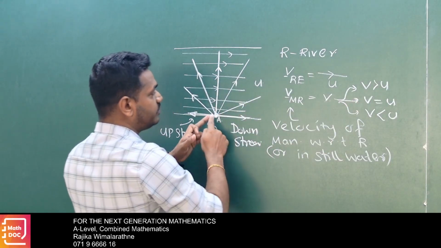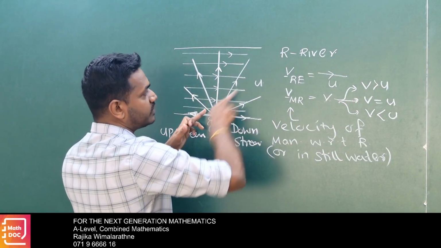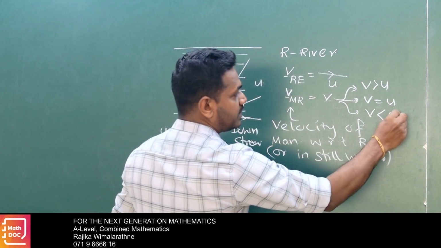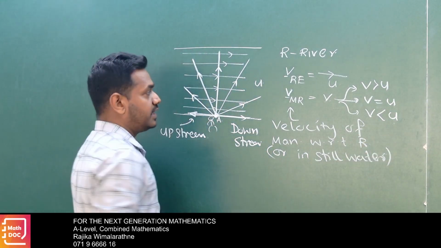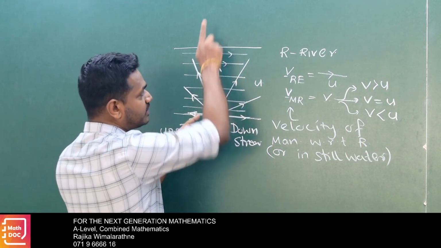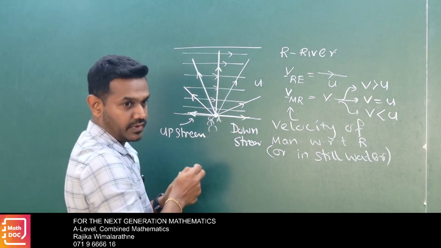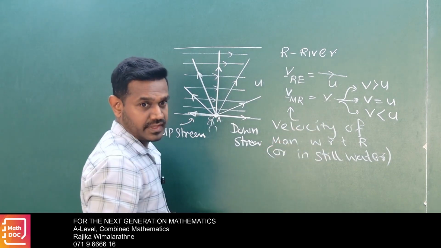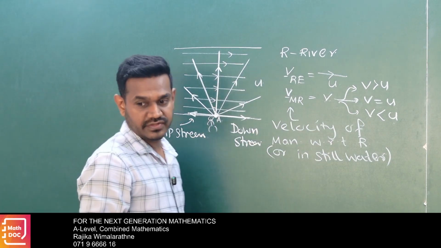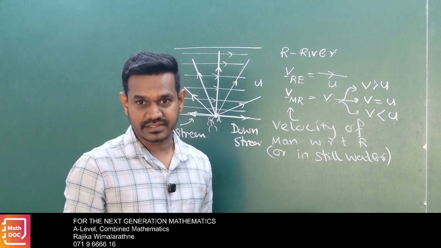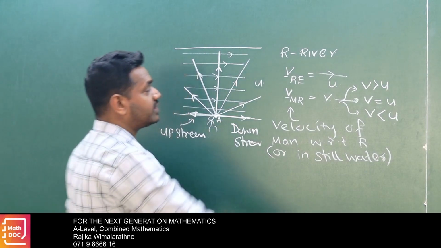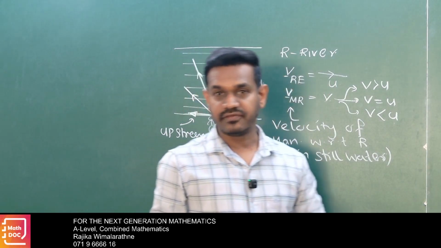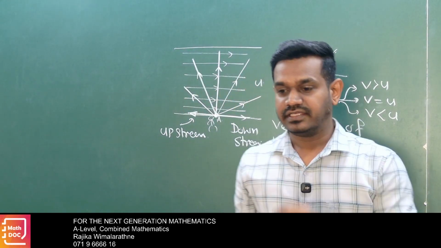For the V less than U case, he can't go upstream, so he can go downstream to any point. He can't go upstream and he can't go to the directly opposite point, but he can go to some point downstream. We have to think about what that point is. Those are the cases. Today we are going to discuss this part clearly because this is a very important part that will definitely come in your exam.